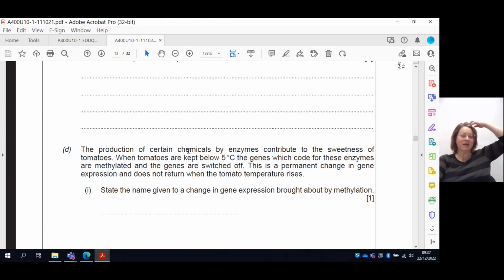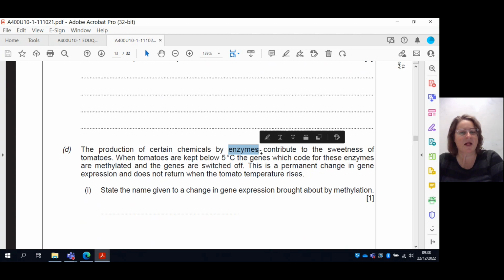Then it describes the change to you. The production of chemicals by enzymes contribute to sweetness. When the tomatoes are kept at cold, the genes for those enzymes that actually lay down the sweetness in the tomatoes, those genes are being switched off. They're being methylated. So if the plant is too cold, the genes that code for the enzyme that then makes the sweetness, those genes are being switched off.